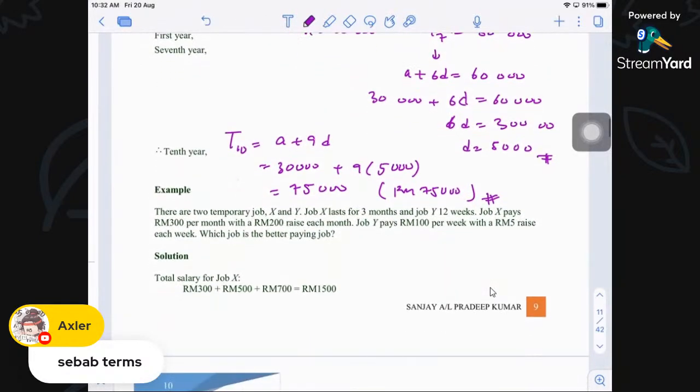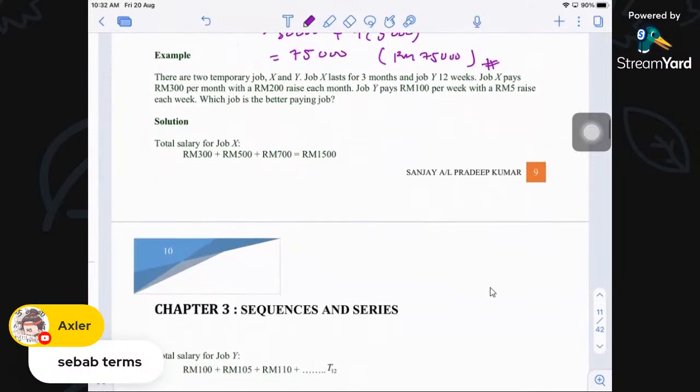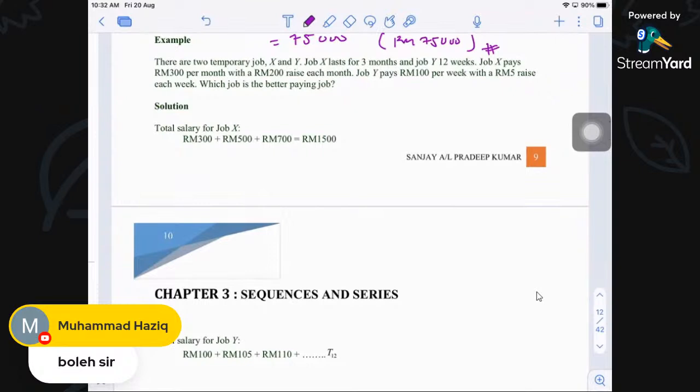Okay, if no question, I move on, because I know you studied this before already. So I'm going a little bit fast. That's why I gave you a revision quiz before this. Okay, let's carry on. No problem. Very good. Let's move on.